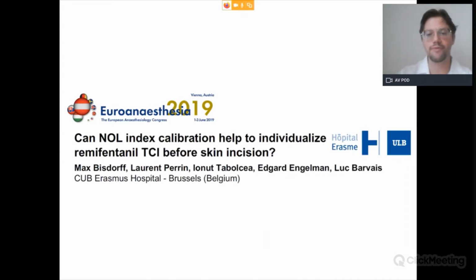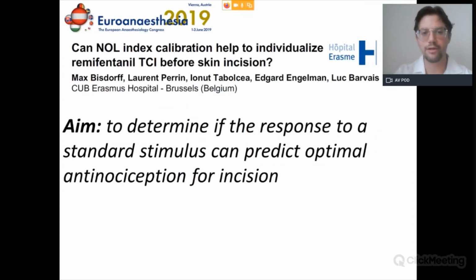So Professor Barvet from Erasmus had this great idea of testing the NOL response to a standard noxious stimulus, the tetanic stimulation, in different patients to see if he could predict the level of remifentanil necessary for incision. So how did he go about doing this? First of all, in this small abstract published last year in Anesthesia, the aim was to determine if the response to a standard stimulus can predict optimal antinociception for incision.